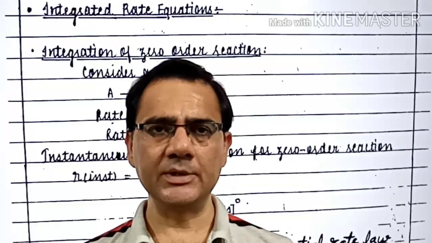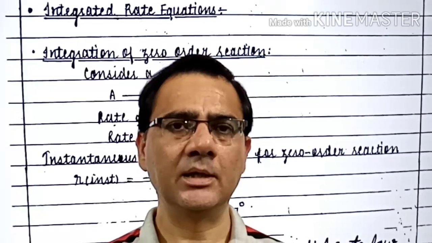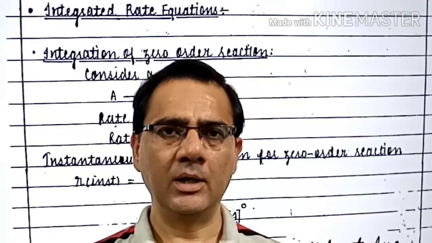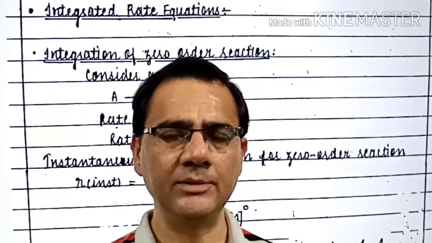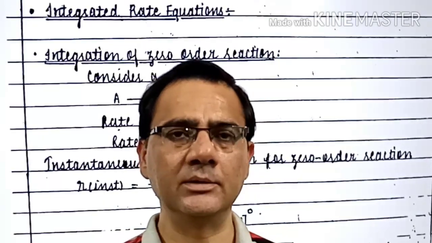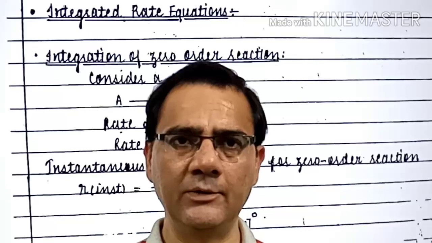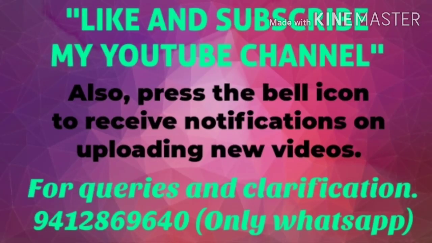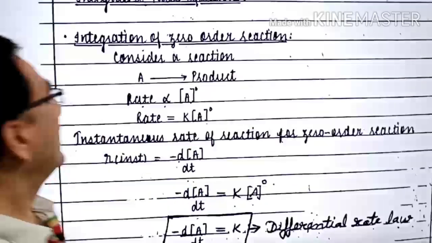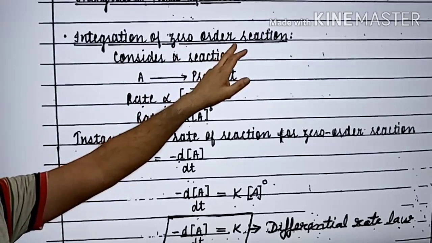Actually we will make some expressions by which we will try to calculate the time period as well as the value of the rate constant based on the zero order reaction as well as first order reaction. So first I am taking the integration of zero order reaction followed by the integration of the first order reaction. So you see, I have written first the integrated rate equations. So first the integration of the zero order reaction.